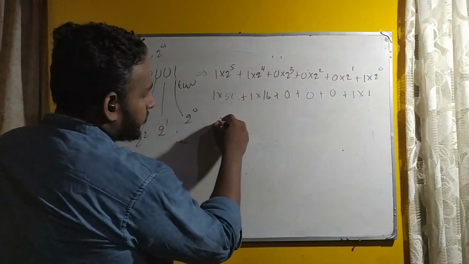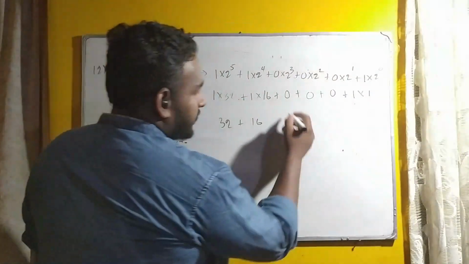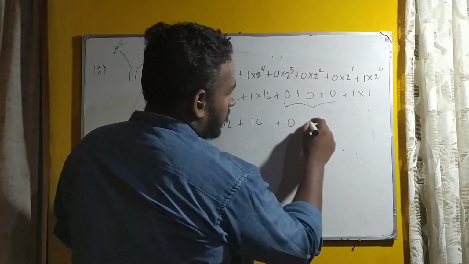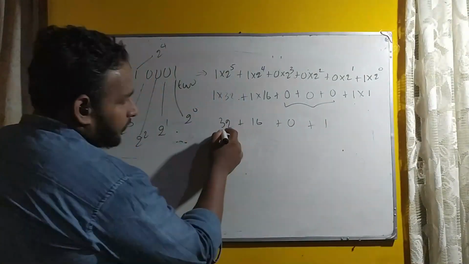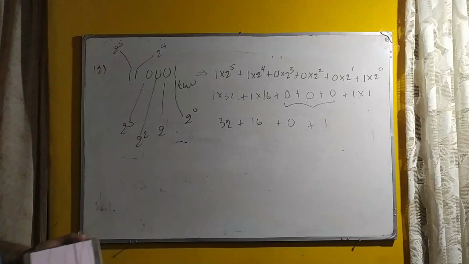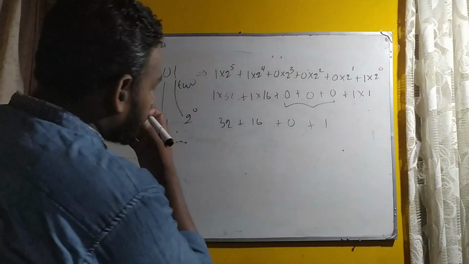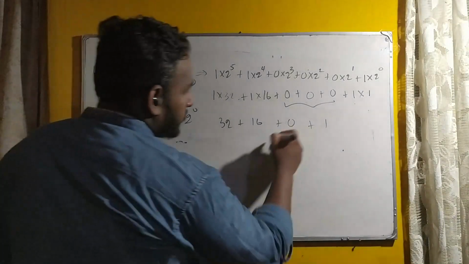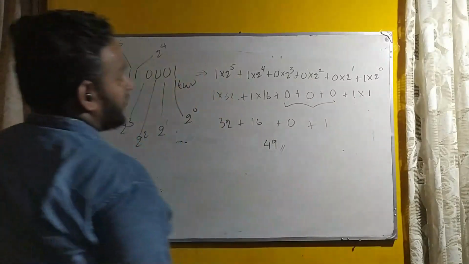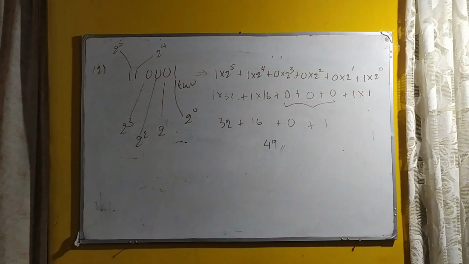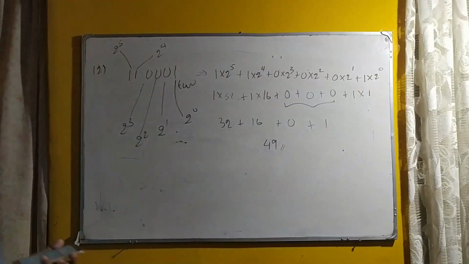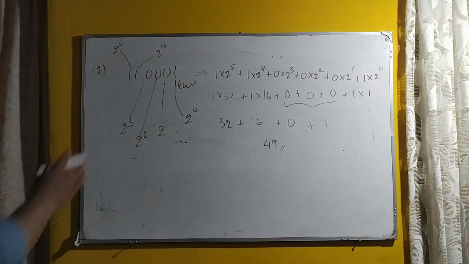Now 1 into 32 is 32 plus 16. For all these I can put 0, plus 1 into 1 is 1. So if you add this, 32 plus 16 is 48. 48 plus 1 is 49. So what is the answer? 49. Yeah. So let's come to the 13th question.